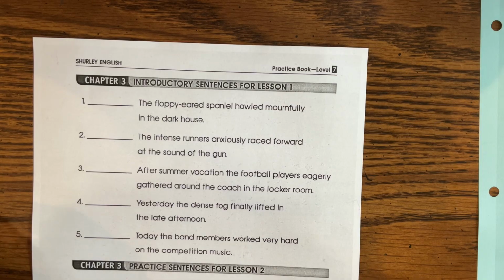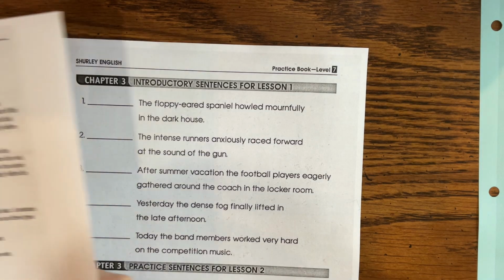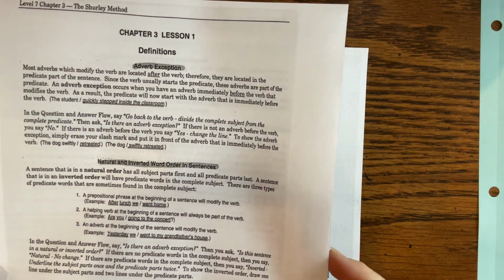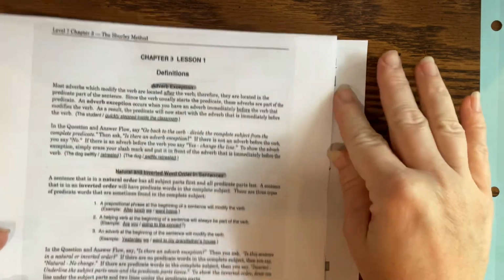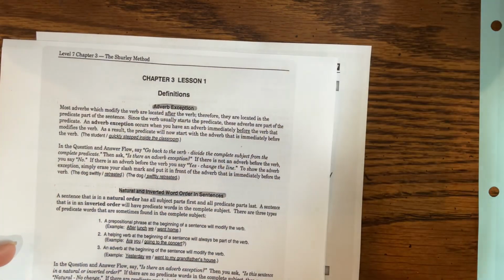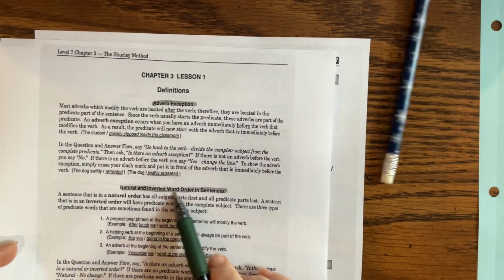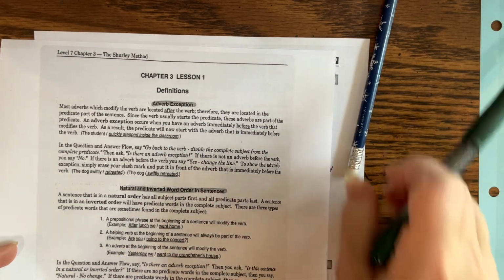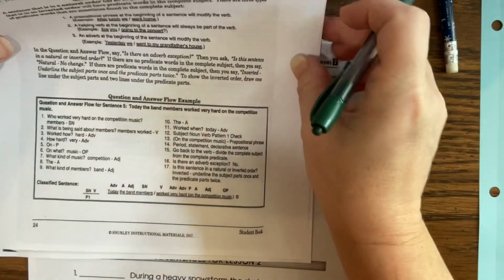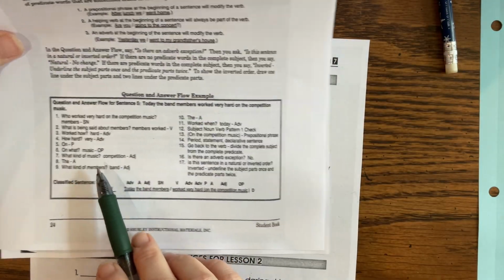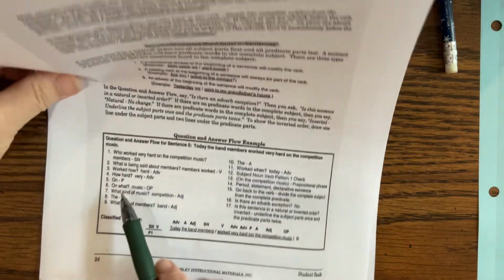For this week, for Chapter 3, we have this, which was given last week, and it gives some definitions of what the adverb exception is, and natural or inverted order, what that means. And it gives you an example, and I want you to see this, of the question and answer flow.